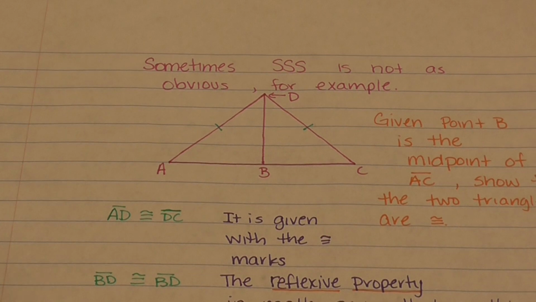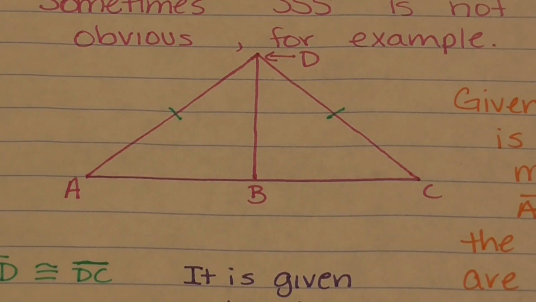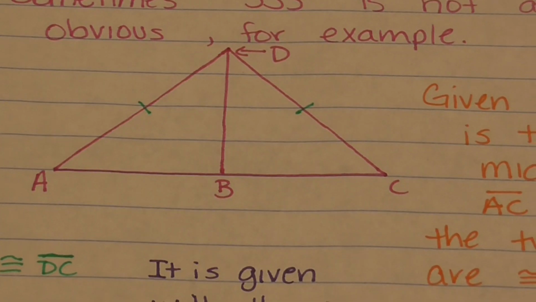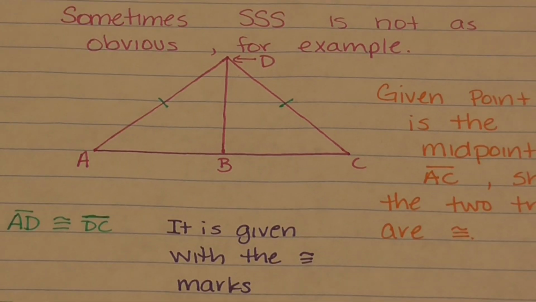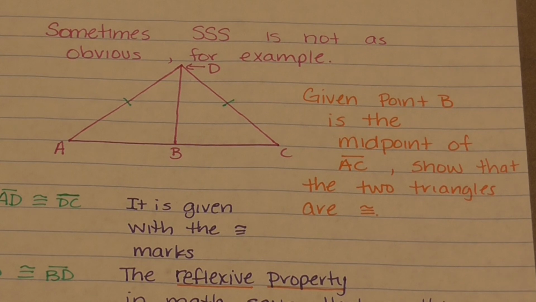Now, sometimes side, side, side is not that obvious. So, for example, you may be given a picture like this. And you're given that point B is the midpoint of line AC. And that's all you're given. That's all you're told. And you're shown this picture, and you have to show that the 2 triangles are congruent.